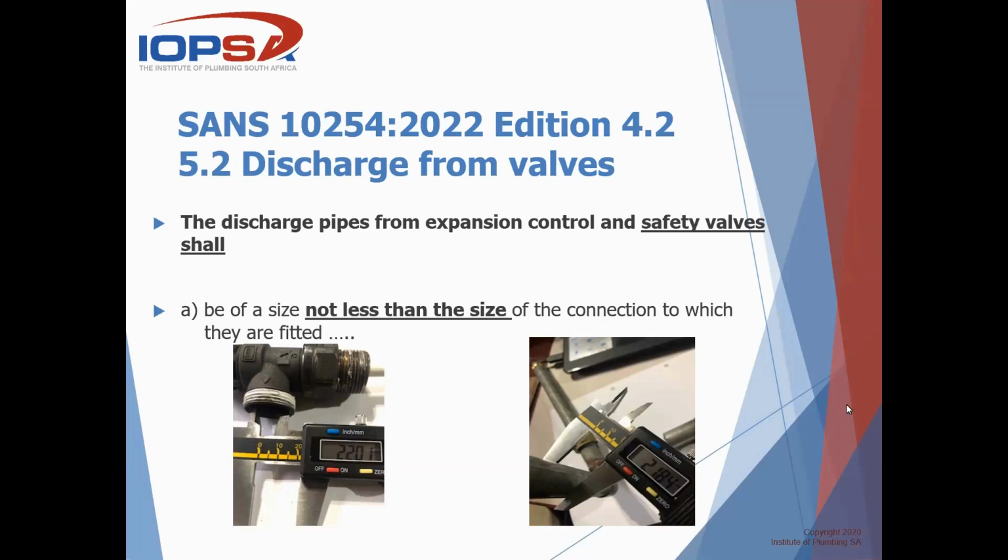So let's just look at the picture on the left-hand side. You can see I'm measuring the inside of a TP valve, and on the opposite side, the outside of the discharge pipe. All that has to stand out is that it cannot be of a size less. So I can't put a 15 mil discharge pipe into a connection that, as you can clearly see, is a 22 mil discharge pipe.